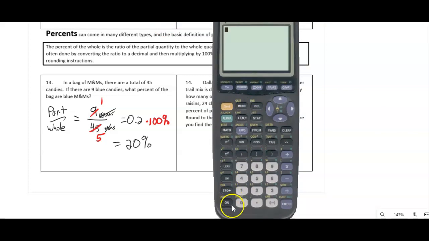Okay, so if we had our calculator and we're just trying to figure out the percent, we could have stopped with 9/45, 9 divided by 45, to get to the decimal. Then multiply by 100 to get to the percent. And there's our answer, 20%.